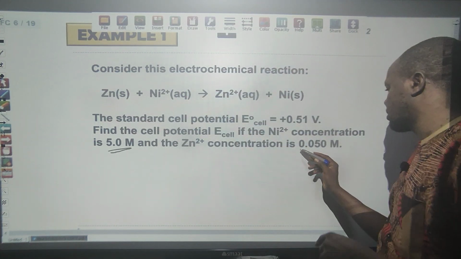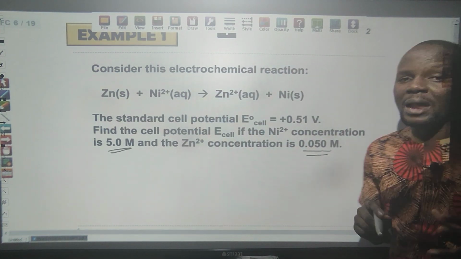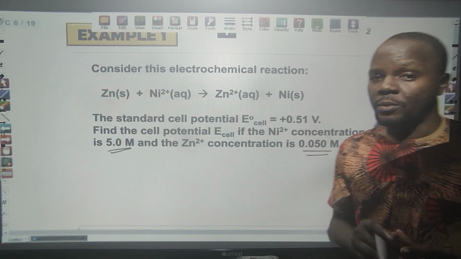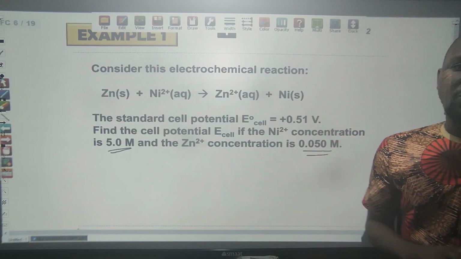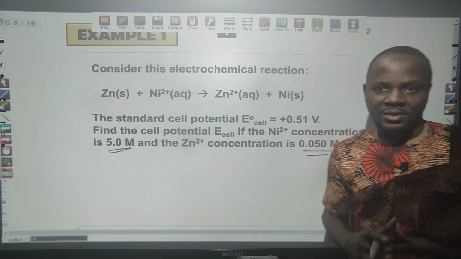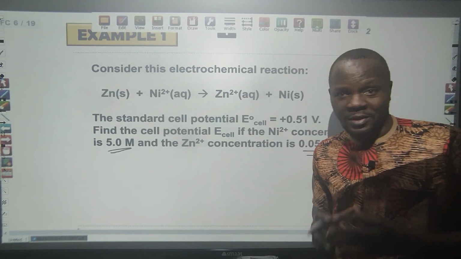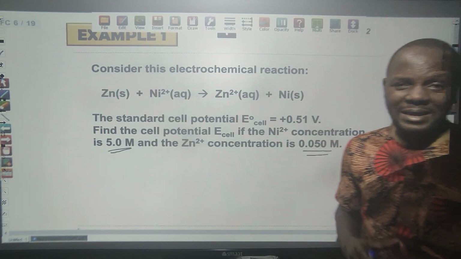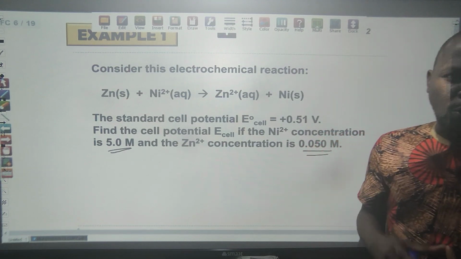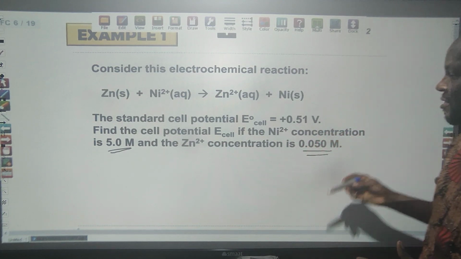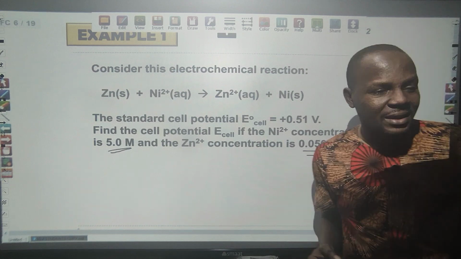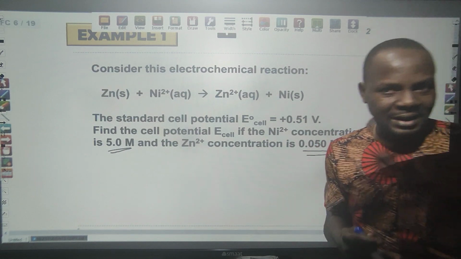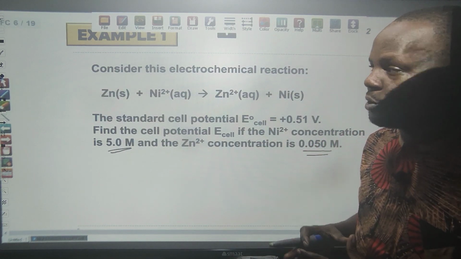and the zinc 2 plus concentration is given. This is a direct formula based question. You know the formula says E of the cell equals the standard electromotive force of the cell minus 0.0592 divided by the number of moles, then log of Q, where Q is the concentration of the product divided by the concentration of the reactant. So I think it is straightforward.